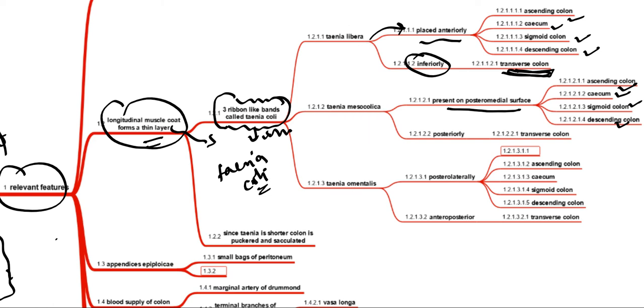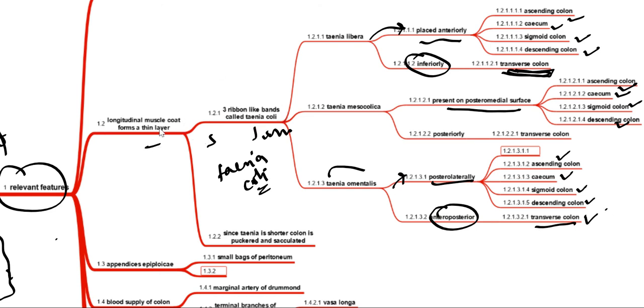Then comes the taenia omentalis. Taenia omentalis is present posterolaterally in the ascending colon, cecum, sigmoid colon and descending colon, whereas it is in an anteroposterior position in the transverse colon. These are the longitudinal muscle coat bands. This is the characteristic feature of the large intestine.